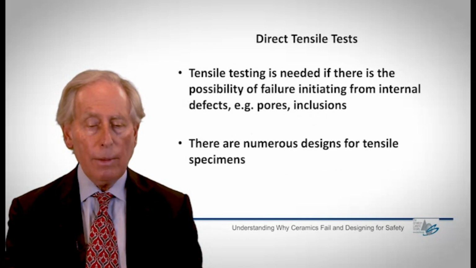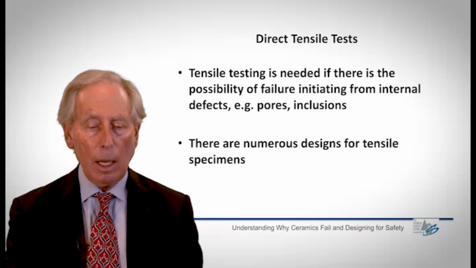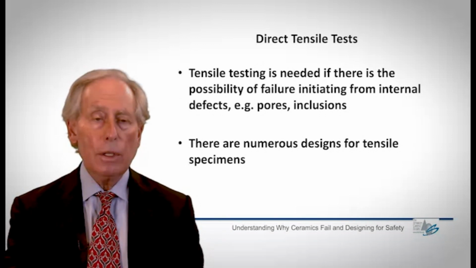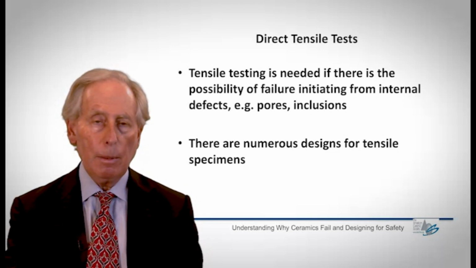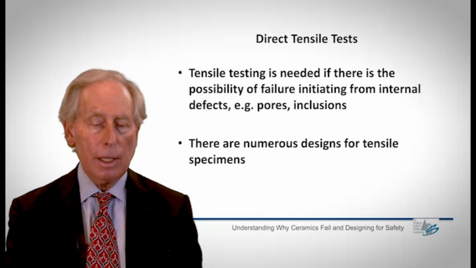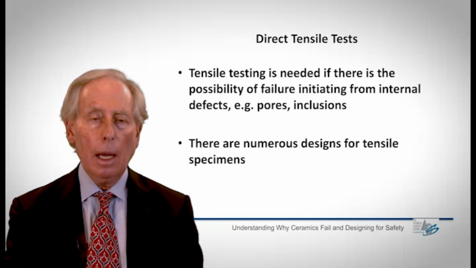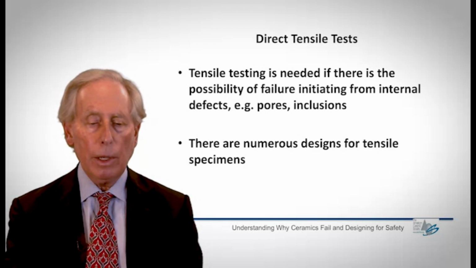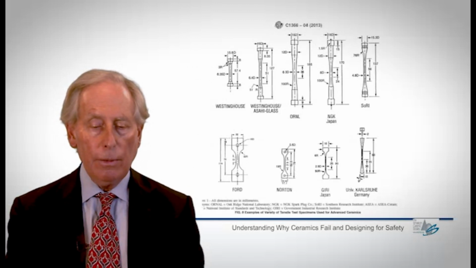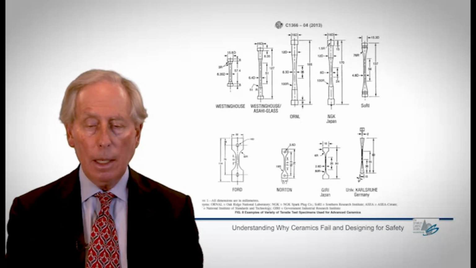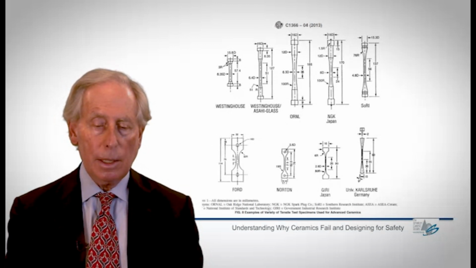I need to talk briefly, very briefly, about direct tensile tests. They can be very complex, and you should only use them where there's some possibility of failure initiating from an internal defect, namely a pore, an inclusion, or something else inside the material that leads to a more severe flaw than the machining that we normally think of as causing failure. And there are numerous designs; this figure shows only a few of the kinds of tensile tests that have been used.